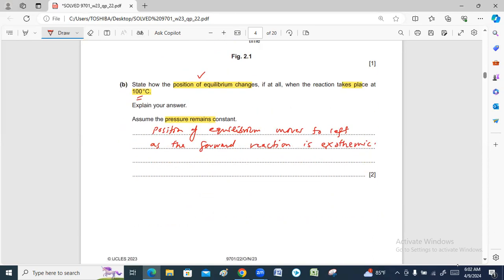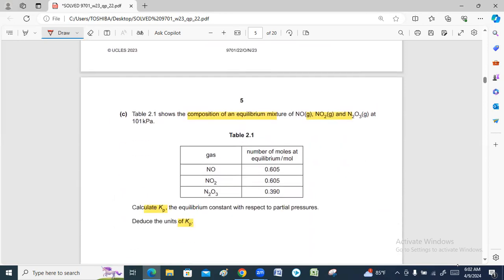Now, for the next part, this table shows the composition of an equilibrium mixture of nitrogen monoxide, nitrogen dioxide, and dinitrogen trioxide at 101 kPa. So this is the total pressure, P total. These are the number of moles at equilibrium of the different gases.